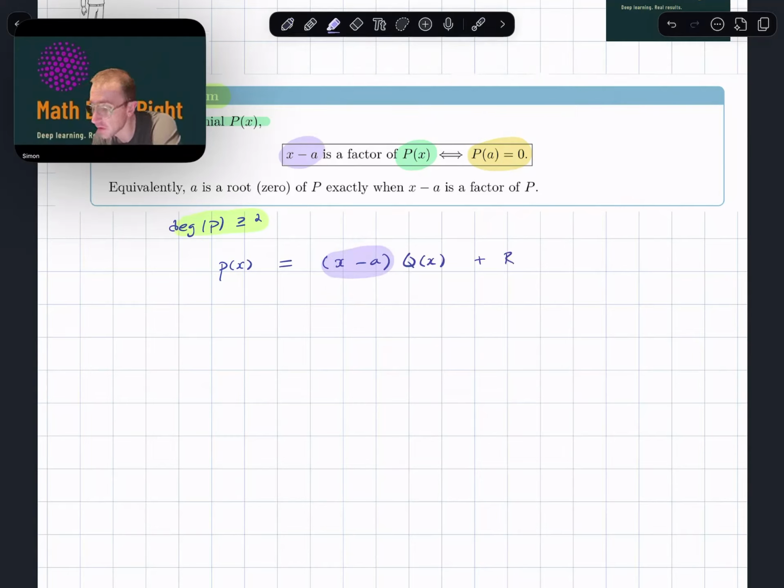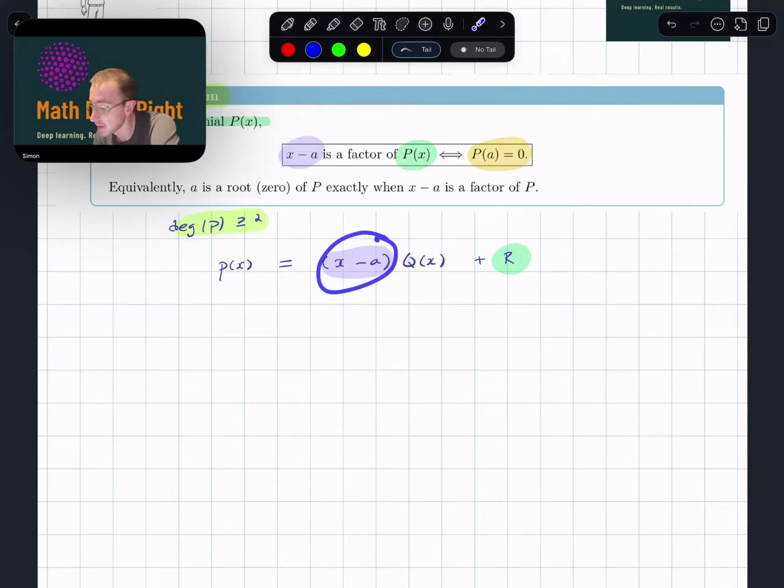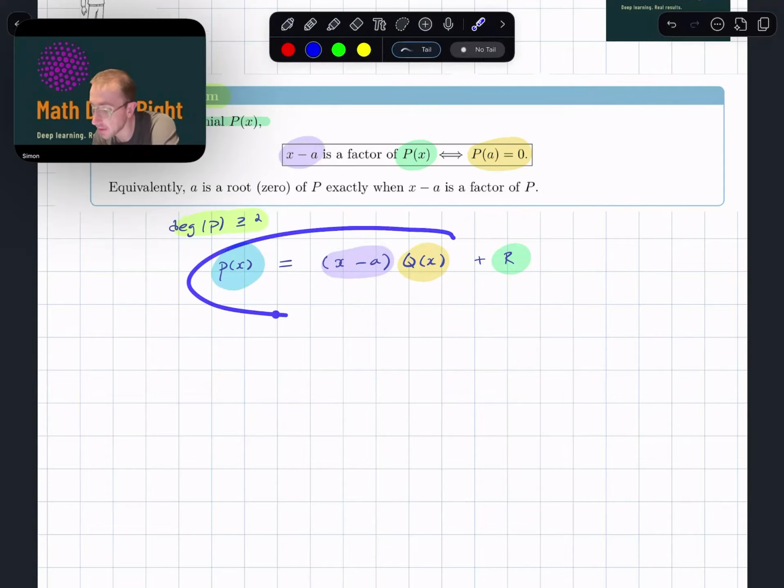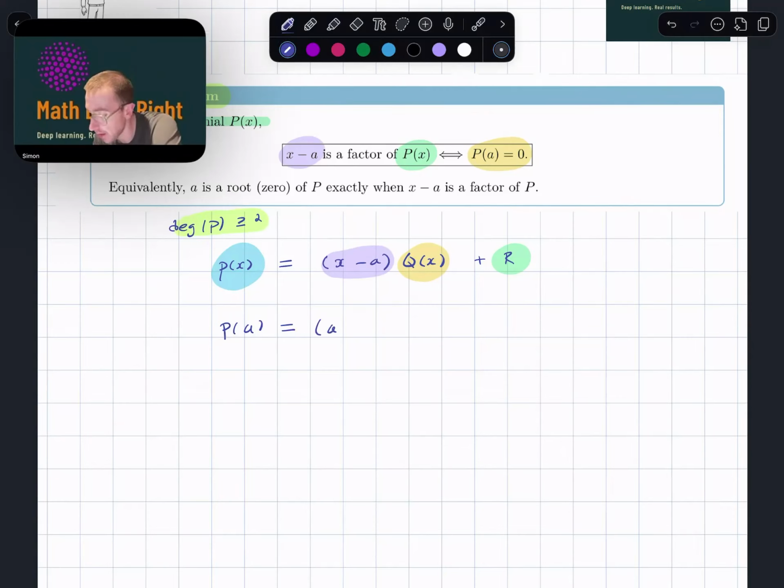And the remainder is going to be a real number, right? Because its degree has to be strictly less than the degree of x minus a. This is degree 1, so the remainder will be degree 0, or a constant. The degree of q will be 1 less than the degree of p, whatever that is, and we get this division statement. And what does this tell us? This tells us that p of a is equal to, well, a minus a, when we plug in a for x, times q of a, and then plus r.